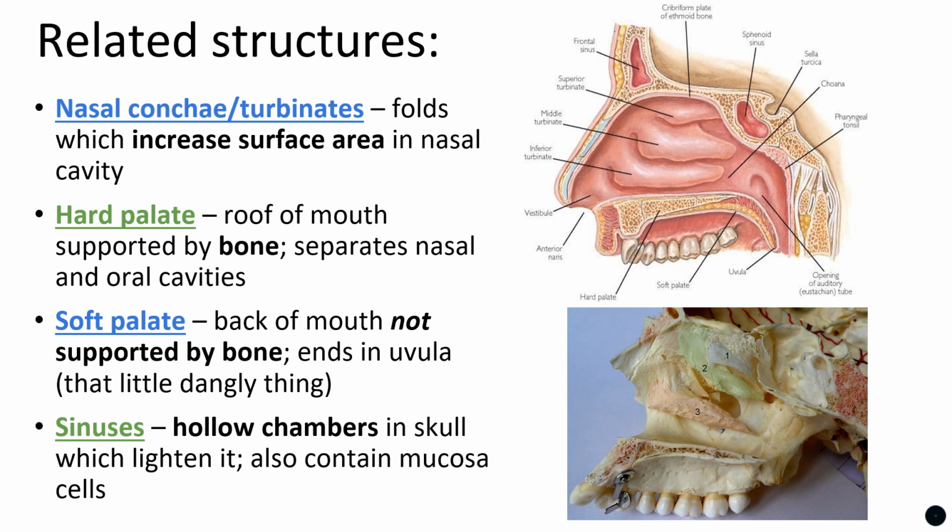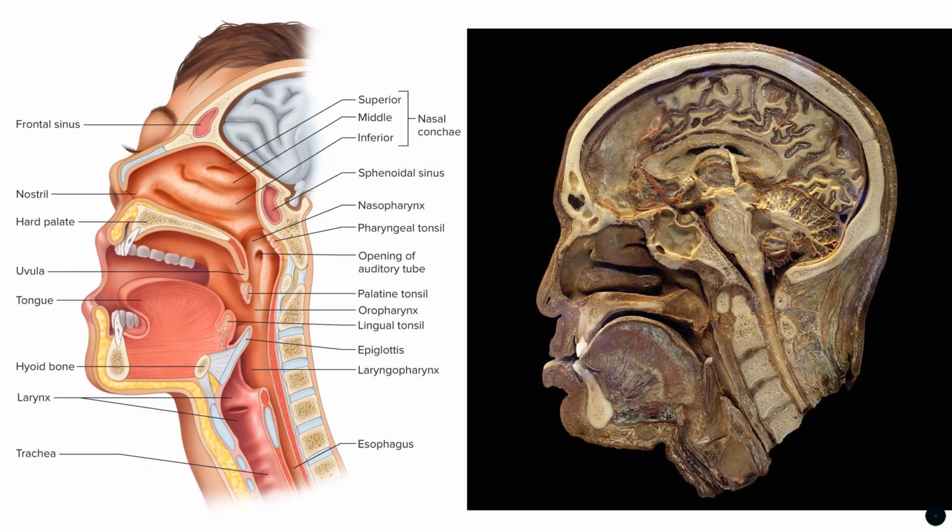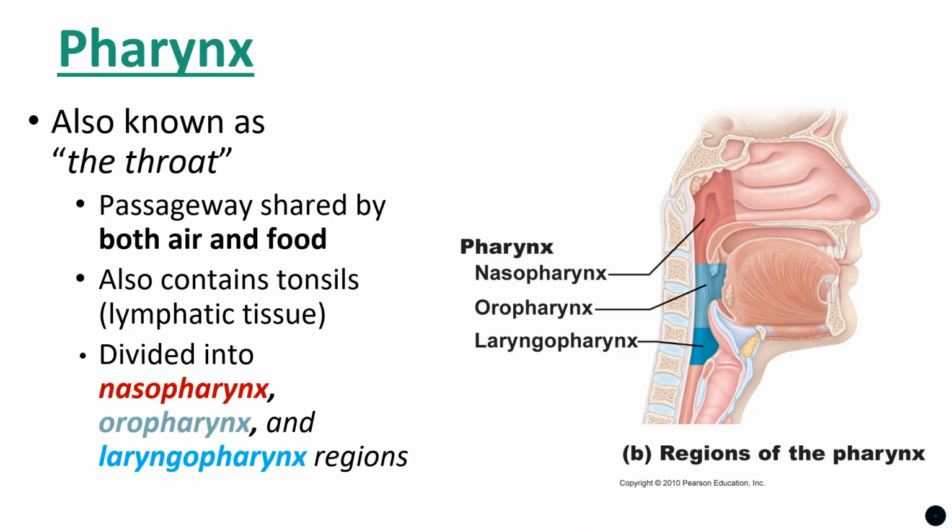And we also have sinuses. These are going to be hollow chambers in the skull. This helps to lighten it, and they're also going to contain mucosal cells. Here is a diagram of what this looks like next to a cross-section of an actual skull and head so that you can see what those structures would actually look like.